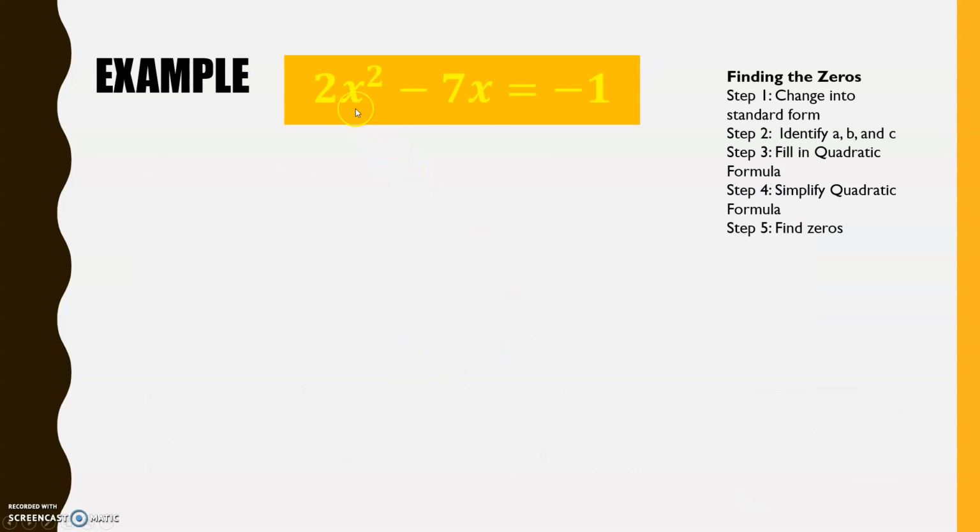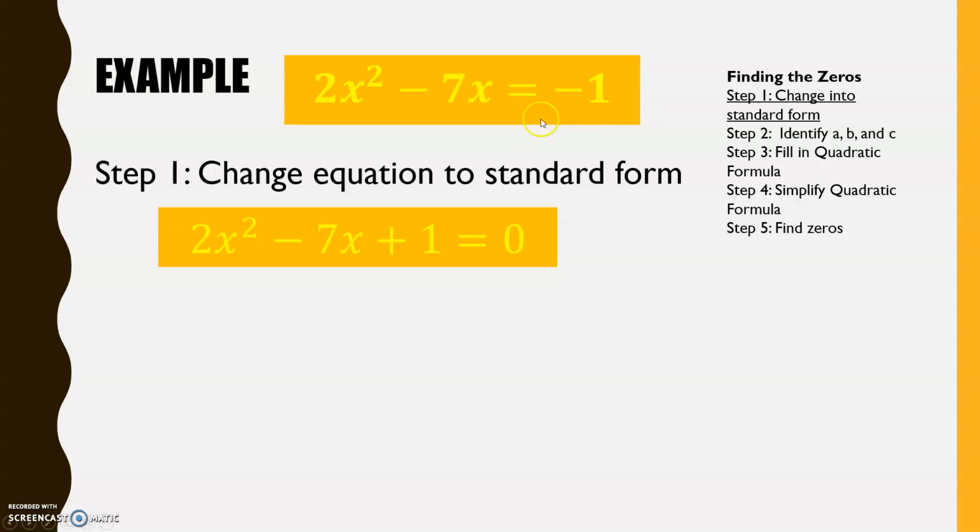Let's start with this one. 2x squared minus 7x equals negative 1. Let's check our list here. Change into standard form. Well, this is not a standard form, and the standard form is ax squared plus bx plus c equals 0. We need to add 1 to both sides. We're going to change it into standard form, and I added 1 to both sides. And now we're in standard form. 2x squared minus 7x plus 1.